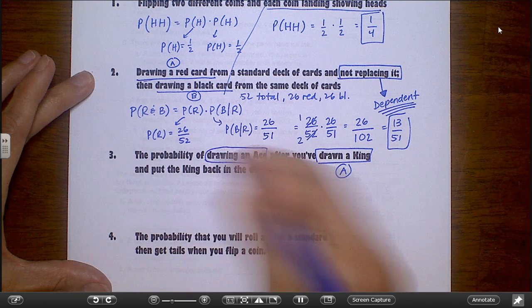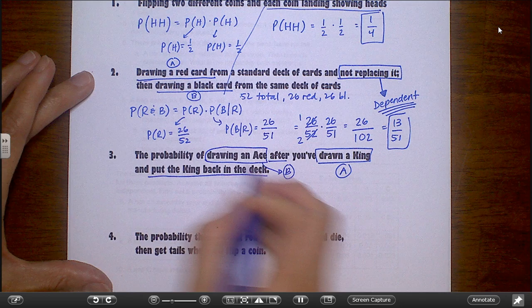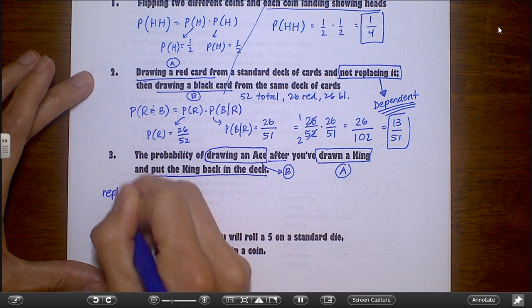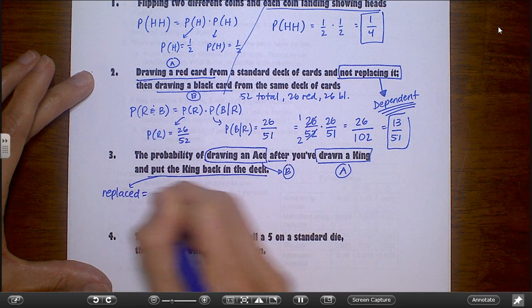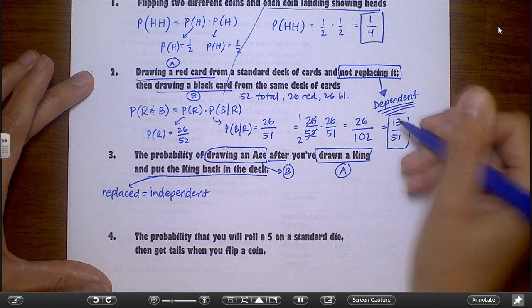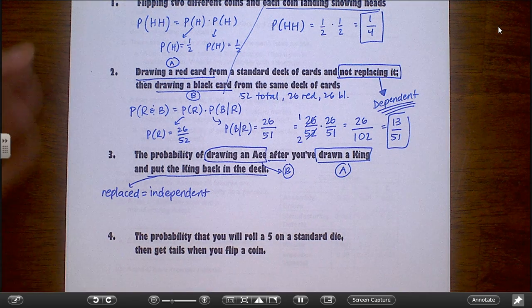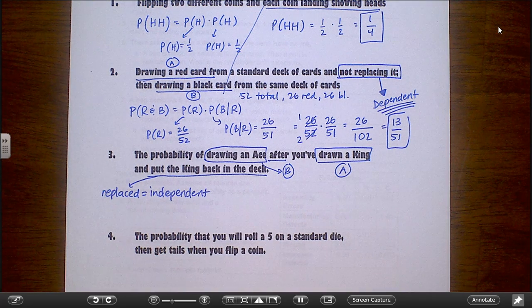Drawing an ace after that, that's my B. I put it back in the deck, so I replaced it. If I replace, that means it's independent. Because remember, not replacing is dependent, replacing is independent. Because it just doesn't make any difference, right?